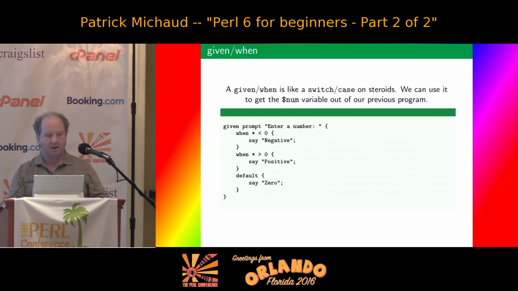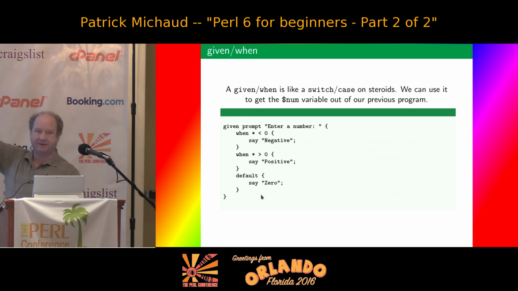But here, we go through and we say prompt enter a number, and then we say if that number, I'll explain the star a little bit, is less than 0, we say negative and we exit the block. If we didn't exit the block, then we check to see if that number is greater than 0, and if it is, we say positive and we exit the block. And then for default, if we get to this point, we say 0, and do we exit the block still? I don't remember. Sure. Yeah, we exit the block, right?